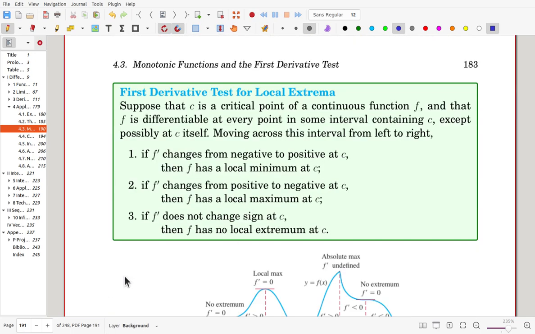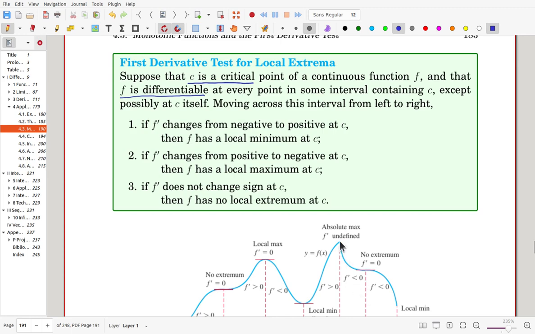Okay, here we have the first derivative test for local extrema. Suppose c is a critical point. Around the critical point, we try to use the first derivative to understand whether the critical point is a maximum or a minimum. And c is a critical point, but around there, f is differentiable.